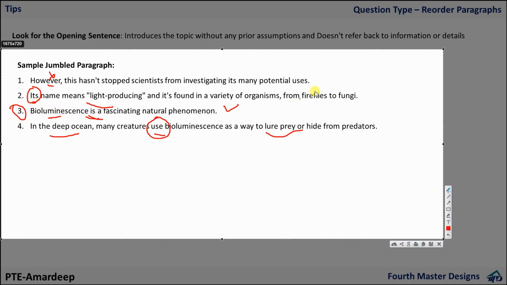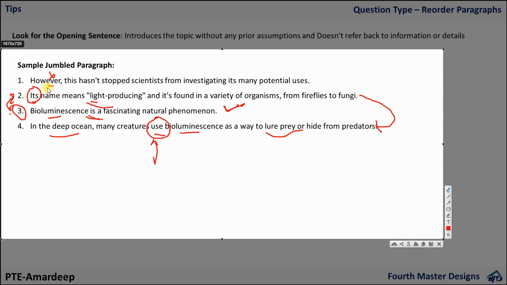And this second one can be used after the fourth also, because here also you have bioluminescence. Now you look for the context here. There is a definition here. Here they are talking about use. And here, for adding further to the definition, its name means light producing. So this is adding information to your definition. So my correct order will be 3 and then 2.